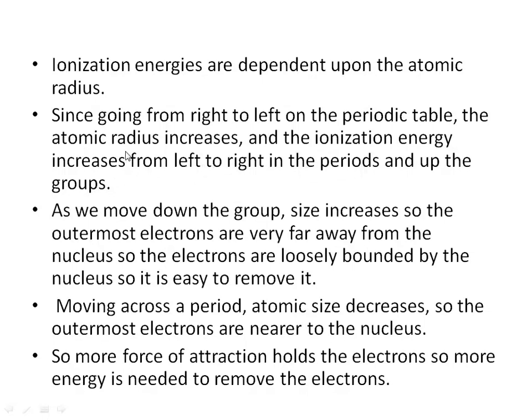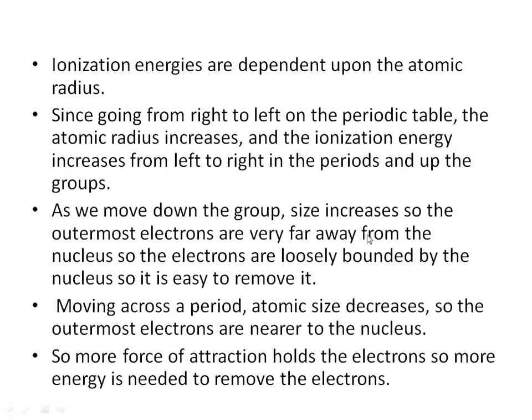Note, students: ionization enthalpy decreases down the group and increases along the period. Don't get confused: atomic radius increases down the group and decreases along the period, but ionization enthalpy is the opposite. Ionization enthalpy goes on decreasing down the group and increases along the period.